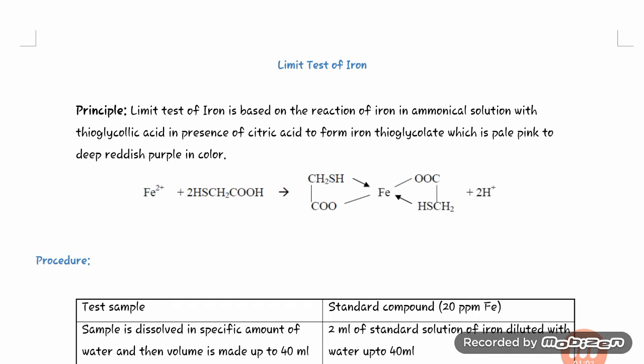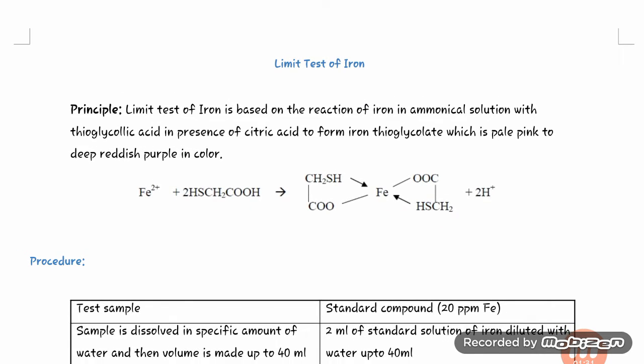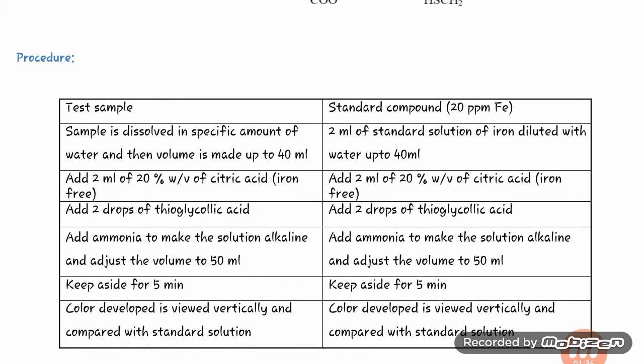So this is the limit test in which iron is present, and you can see the thioglycolic acid, the citric acid, and the iron thioglycolate. You can check this reaction here. So let's start with the procedure.